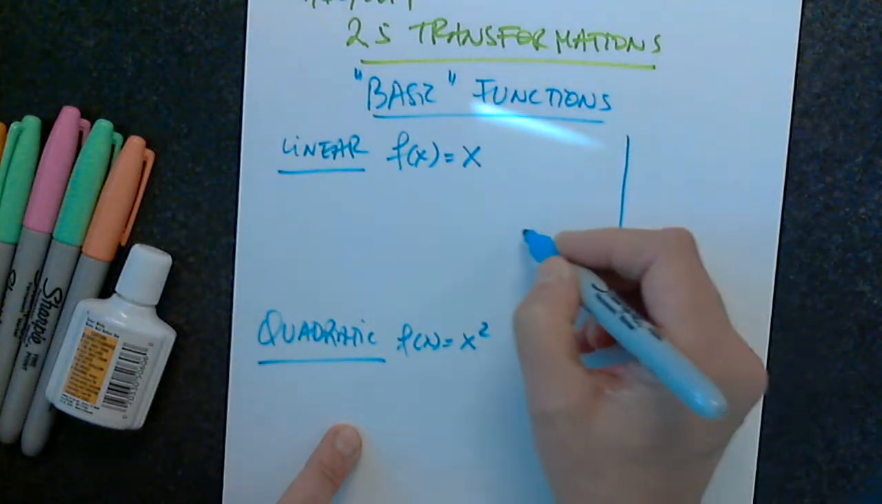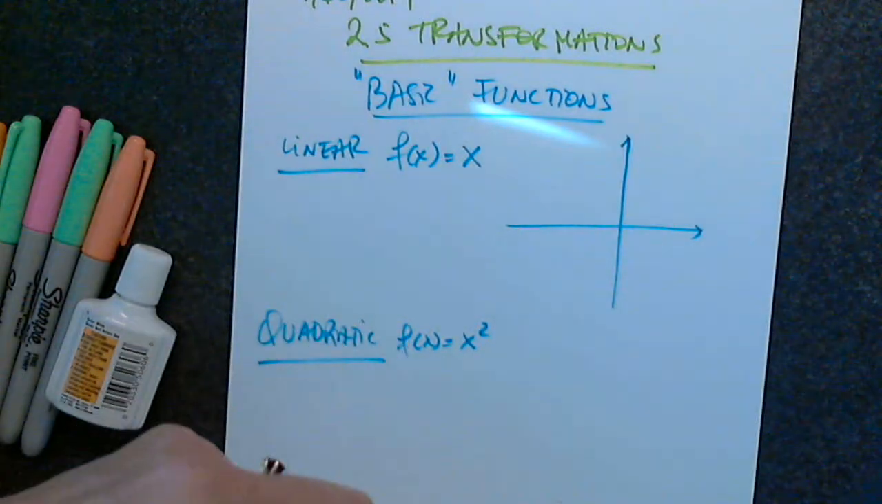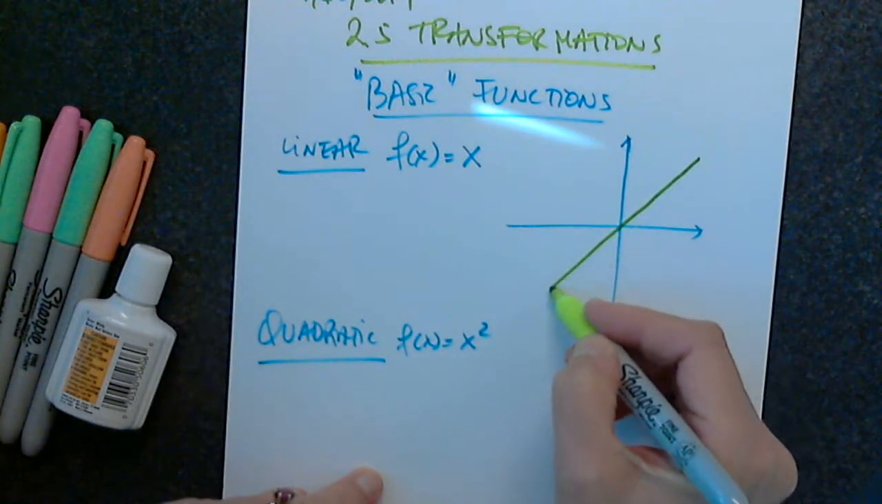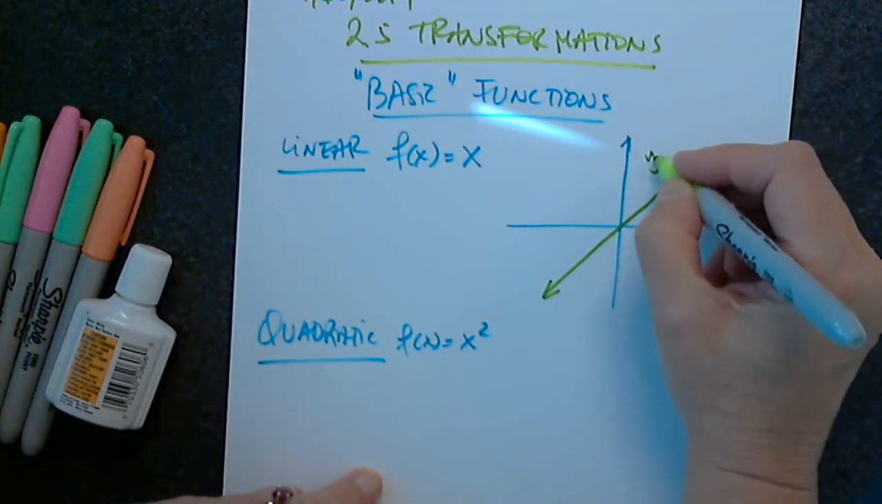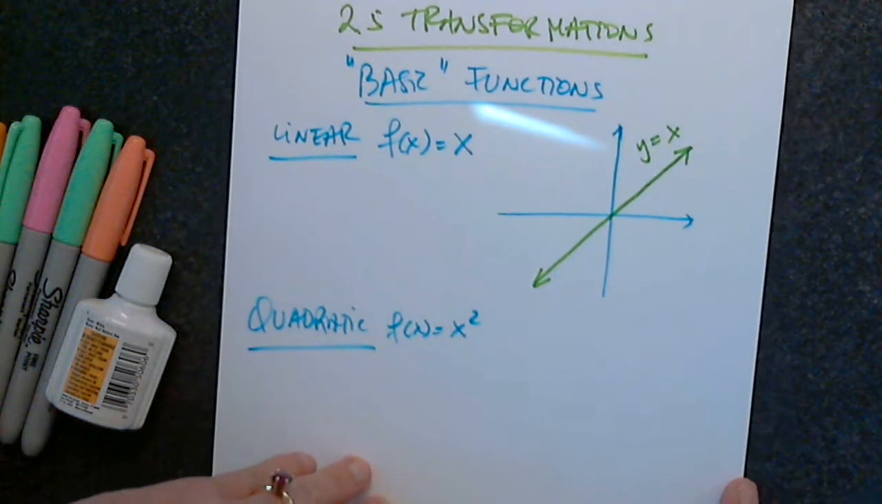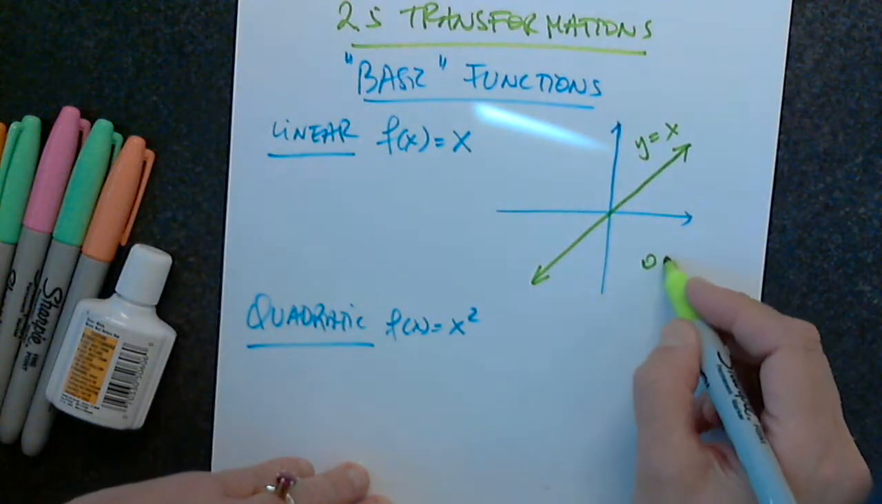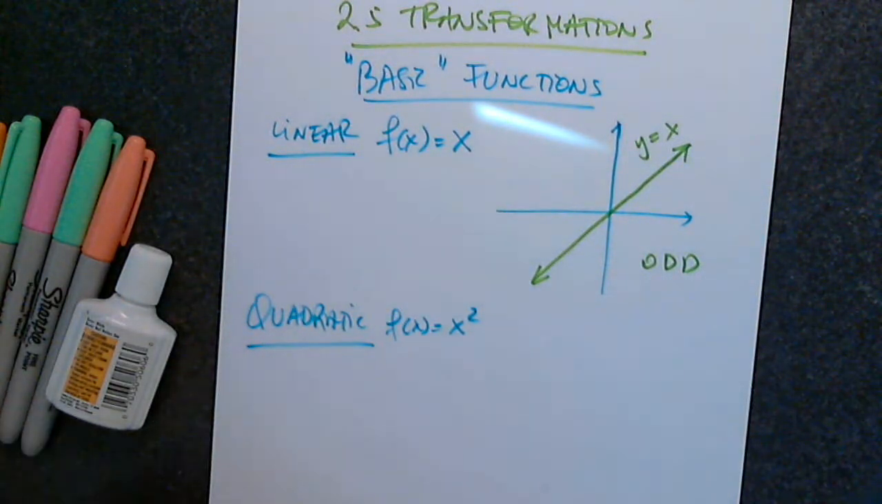So let's graph this. We have to remember it with a graph. So here's the graph. It bisects the first and the third quadrants. So this is y equals x. Can anyone tell us whether this is odd or even or not symmetric? It is odd. Awesome. Very good.